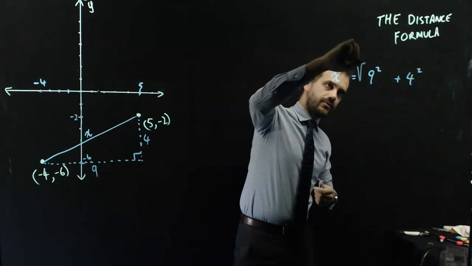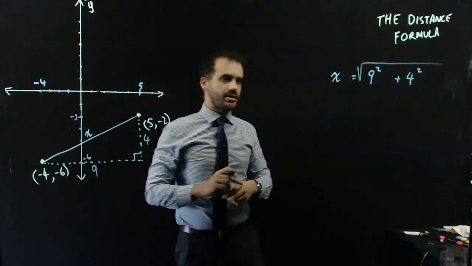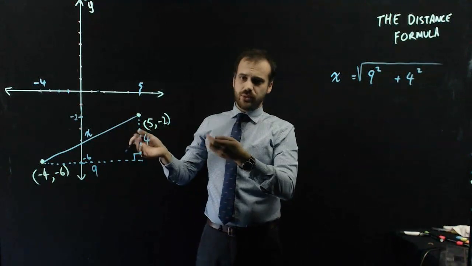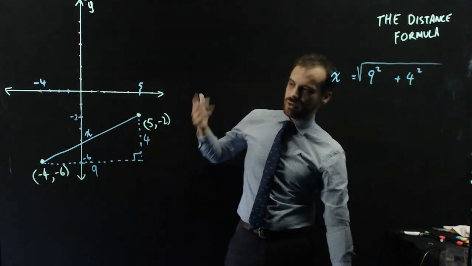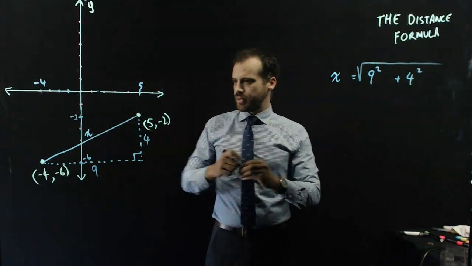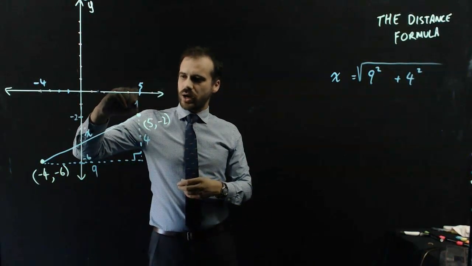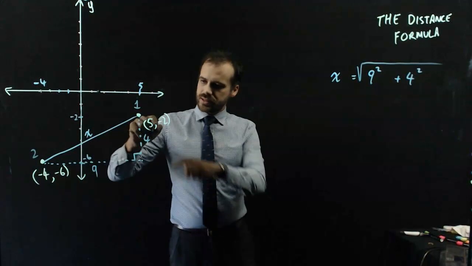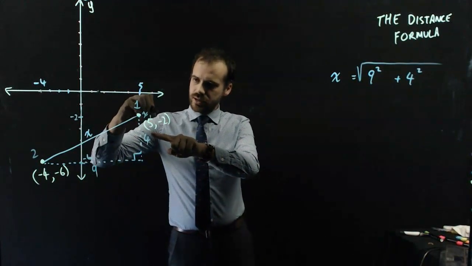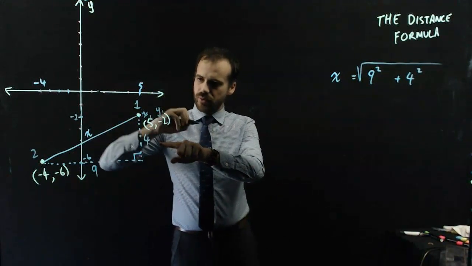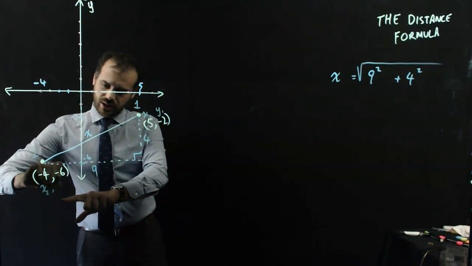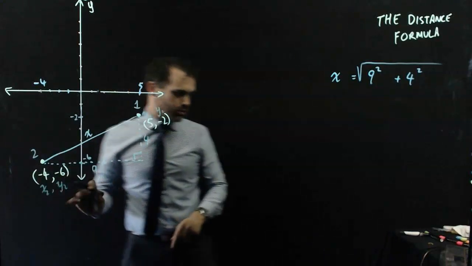So I'm going to get rid of the squared bit and put a square root in here. So now I've got a distance formula of x equals the square root of 9 squared plus 4 squared, but obviously only for these points. So now we need to come up with something that works for everything. So let's call this point 1, and let's call this point 2. That means that this coordinate is x1 and this coordinate is y1. And that means that this coordinate is x2 and y2.